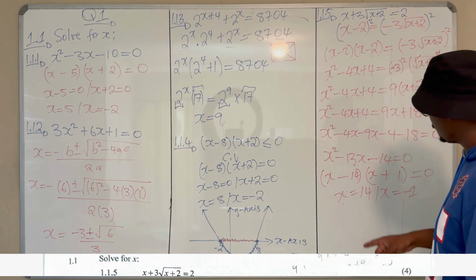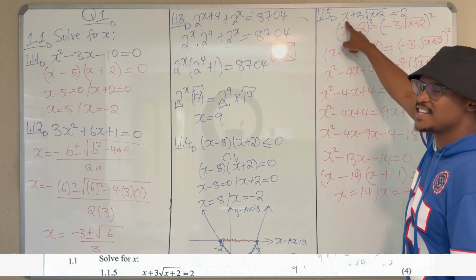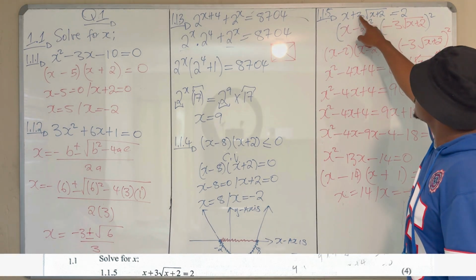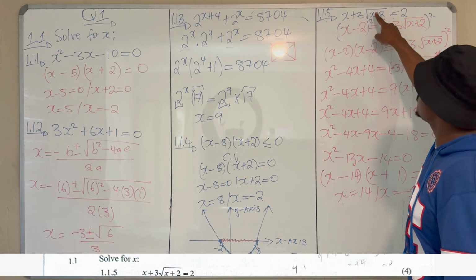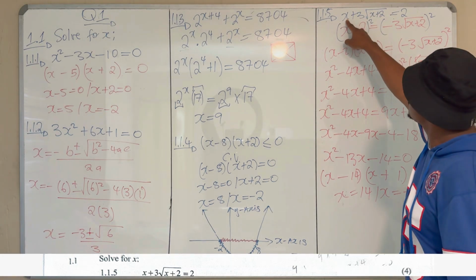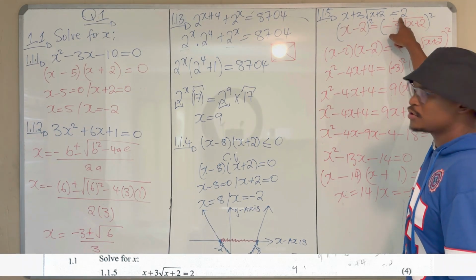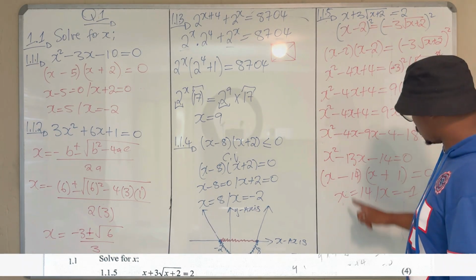So in this case, if you take the 14 and put it here, do you agree that whatever comes out here, if you put your 14 there, the answer will be positive? So you're adding 14 and another positive thing. Is that possible to equal 2? So this side will be bigger than this. So this solution is invalid.